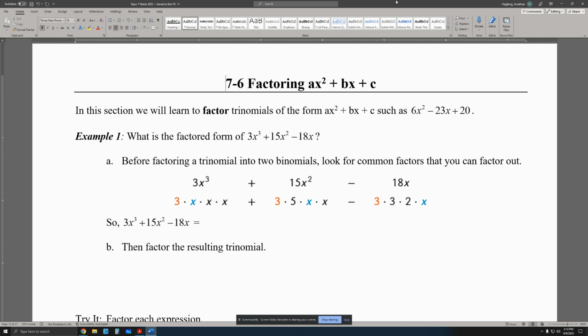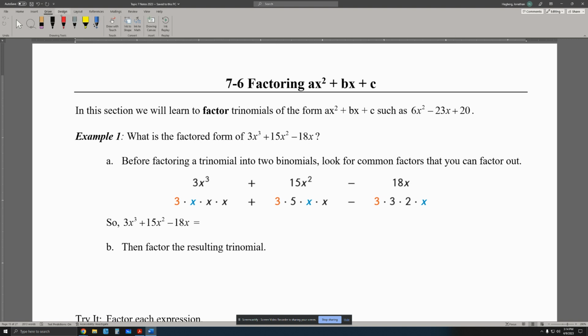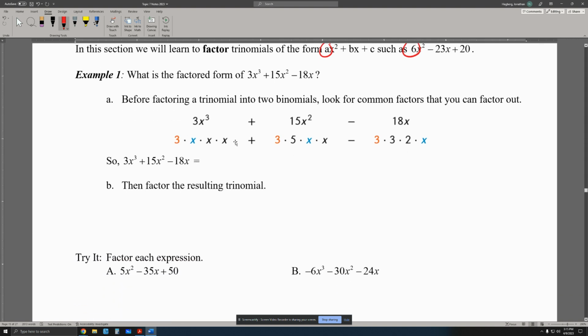So examples of this would be where we have 6x squared minus 23x plus 20. That would be where that leading coefficient is 6. Okay? So an example, 3x cubed plus 15x squared minus 18x. First thing we check for always is a GCF. So I'm looking for a GCF of 3x cubed and 15x squared and negative 18x.